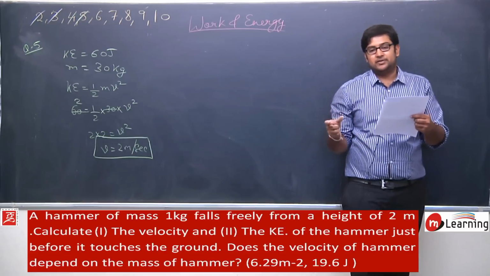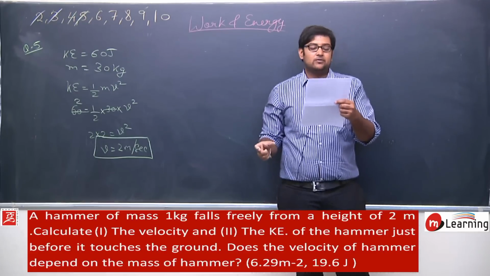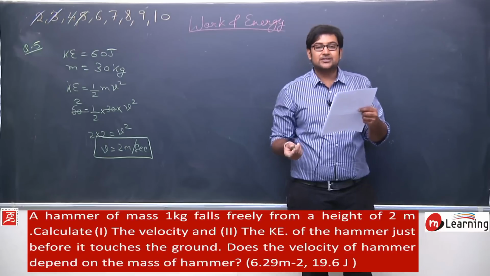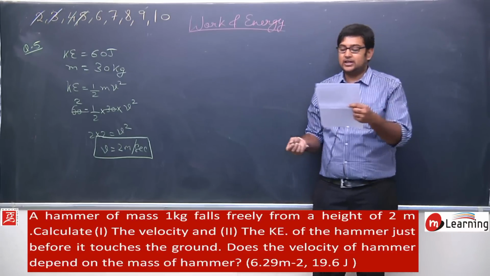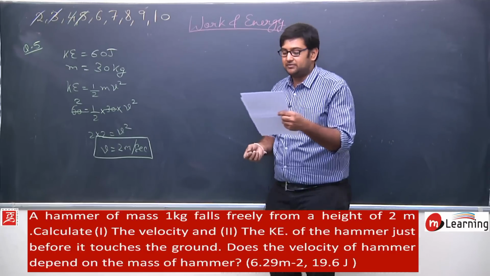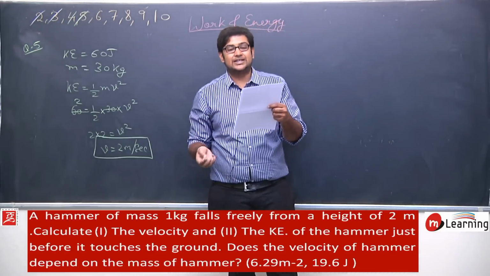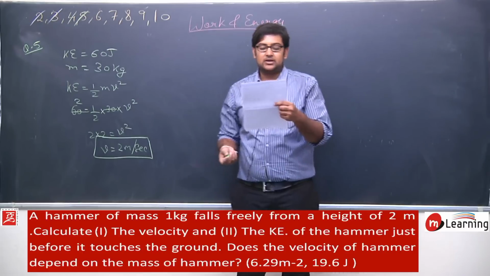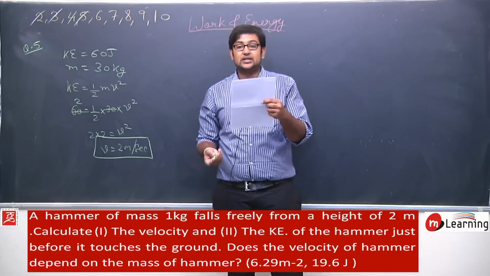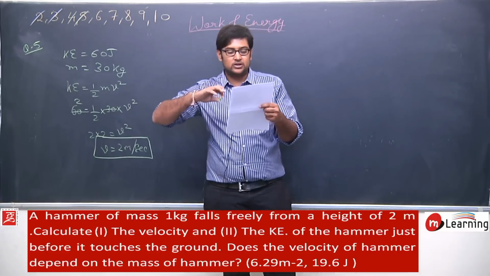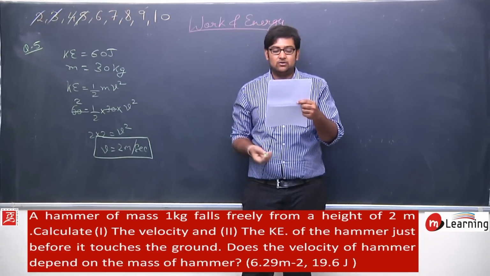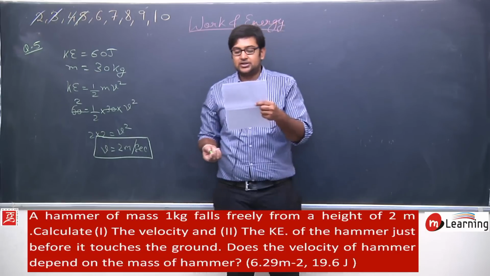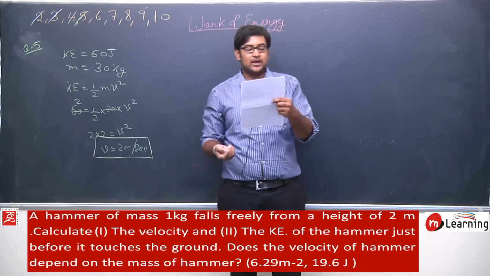Okay, there is a hammer which is falling freely from a height of 2 meters and its mass is 1 kg. First thing is to calculate the velocity with which this object is traveling. Second is the kinetic energy of the hammer just before it touches the ground. And does the velocity of the hammer depend on the mass of the hammer?